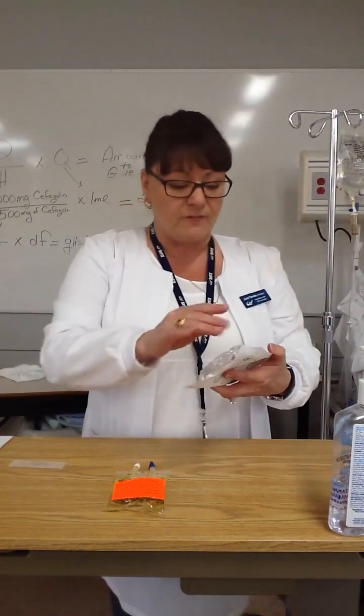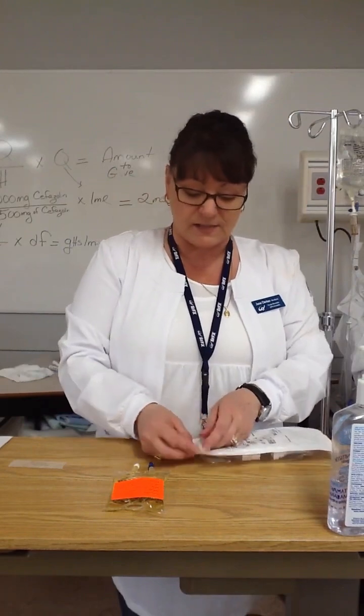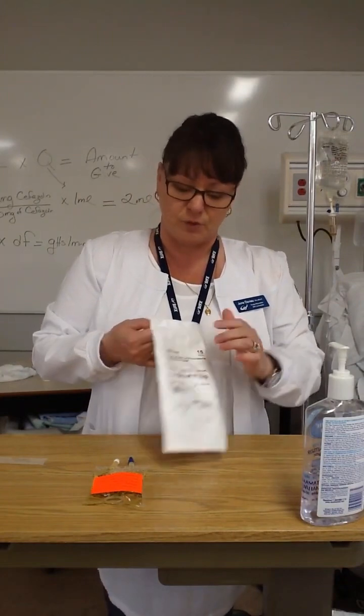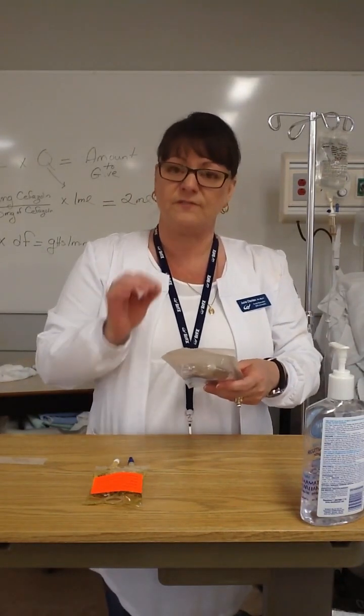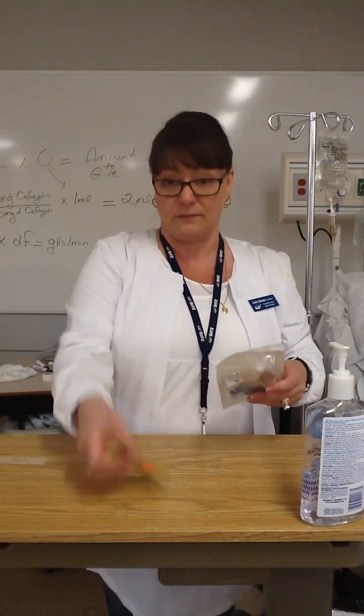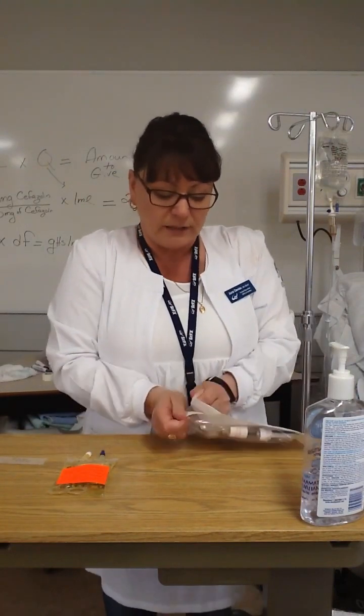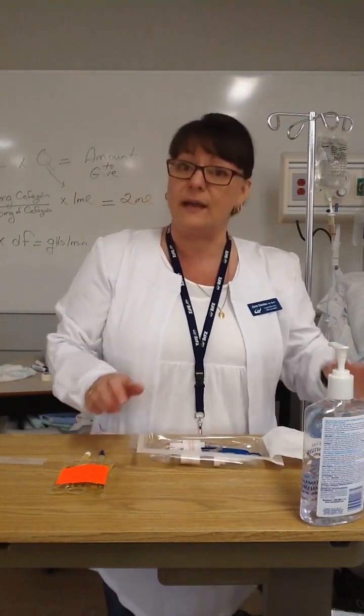The next part of our demonstration is spiking the bag. So again, you take note of that drop factor number. It's 15 on this tubing. That means that this will administer 15 drops for every mil once we have this on. You'll also note that there's a small little blue hanger in here, and that's going to make a lot of sense when we set up our gravity feed.